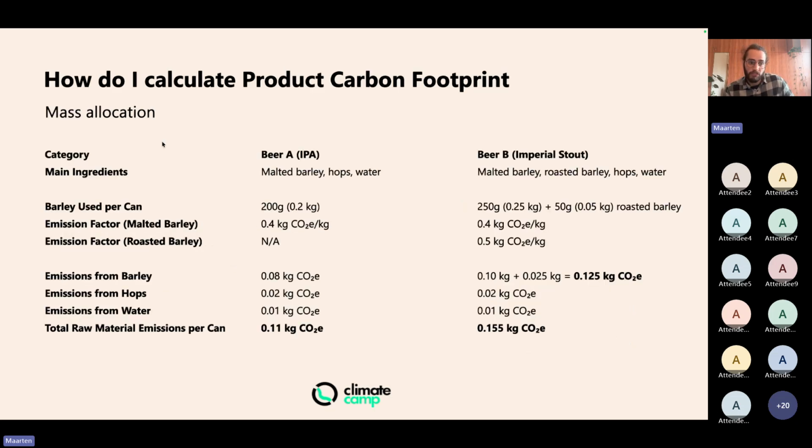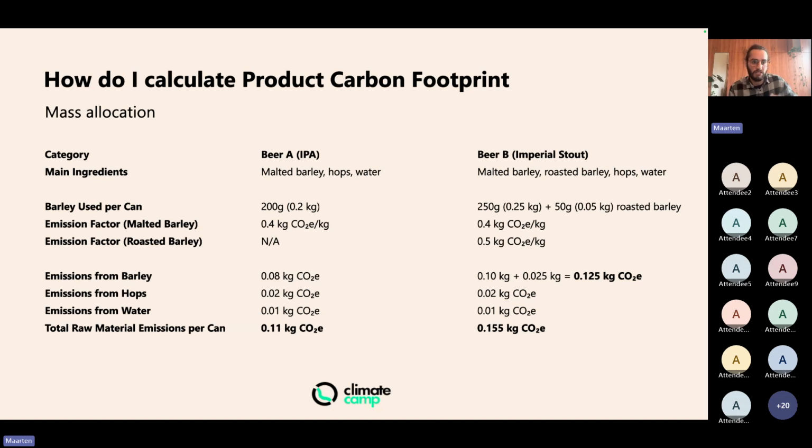Now, we also purchase certain goods when we want to create beer. We need to purchase malted barley, hops, water, roasted barley. And here we again have the two examples, the IPA and the imperial stout. As you can see here, the barley used per can differs. For the IPA, we only need the malted barley, which is 200 grams. Whereas for the imperial stout, we use more malted barley, 250 grams. But we also use roasted barley, which has 50 grams of content.